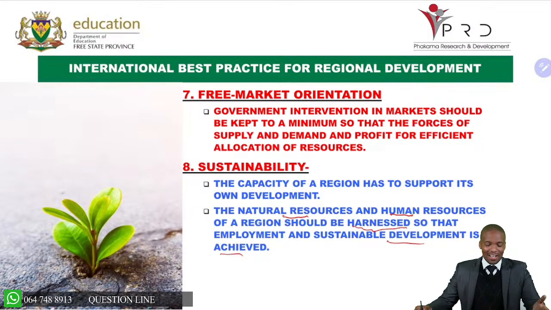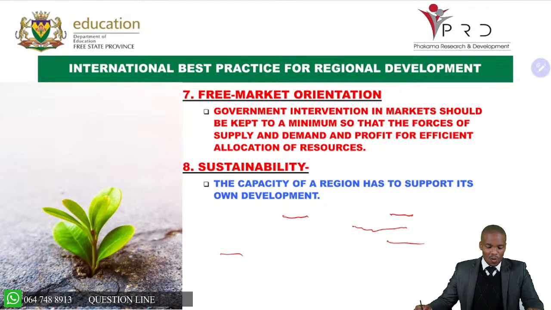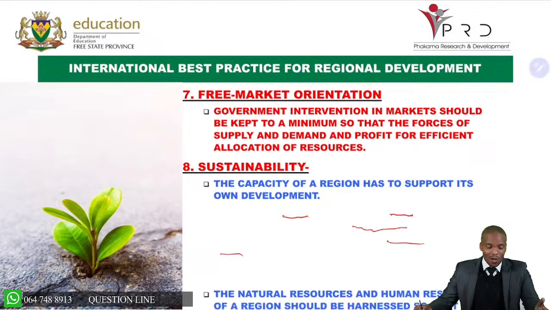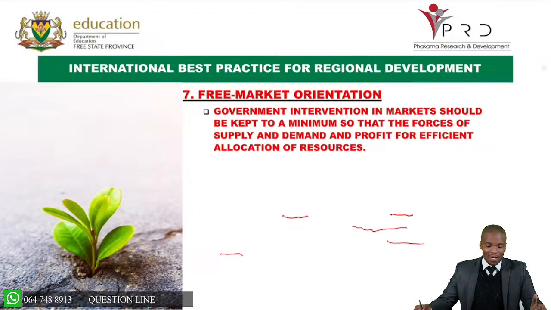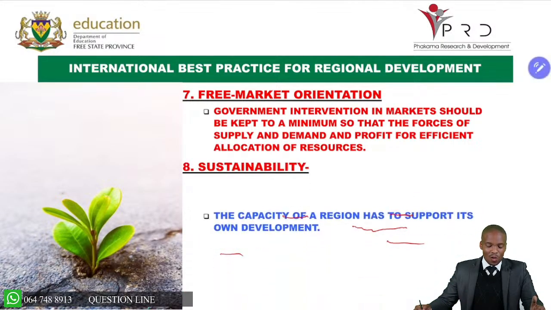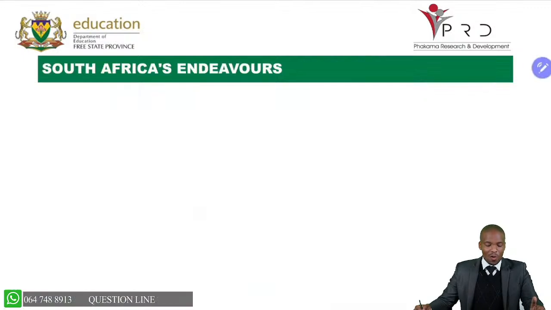That is number 7. Number 8, it talks to sustainability in that way. Okay, so those are some of the things that we can recall and remember, grade 12s. So these are all the best practices that we are saying. Recall them, be able to know them independently from each other, and also be able to know them collectively.